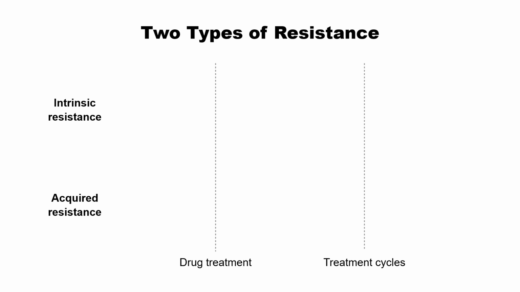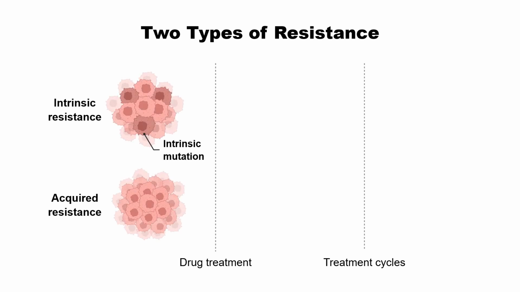There are two types of resistance to chemotherapy. One type is intrinsic resistance. The tumor cells are heterogeneous. Some cells are intrinsically resistant to the chemotherapy. The other case is acquired resistance.